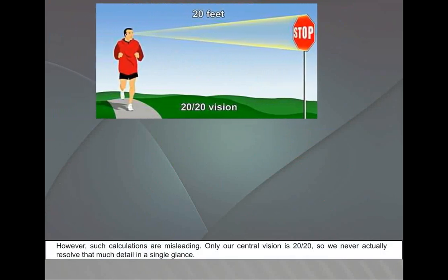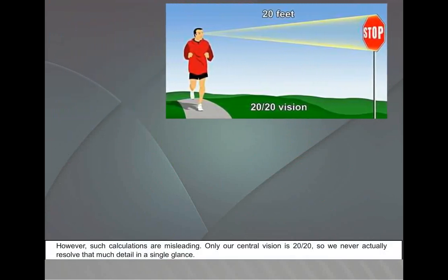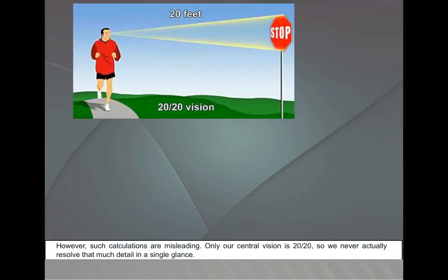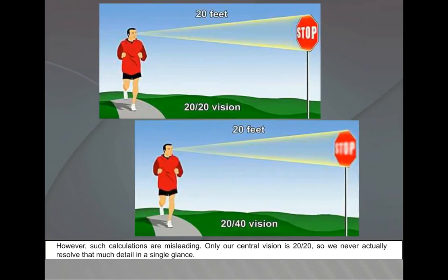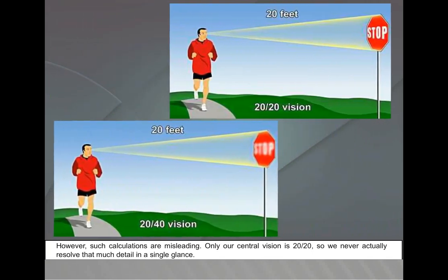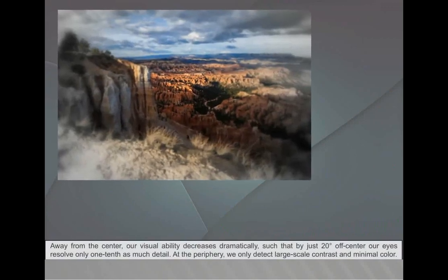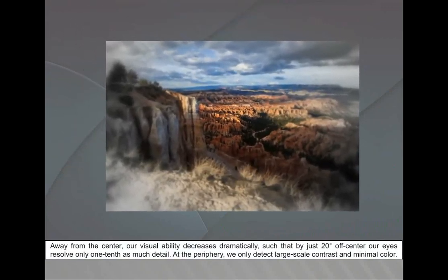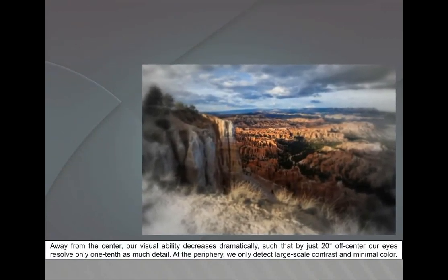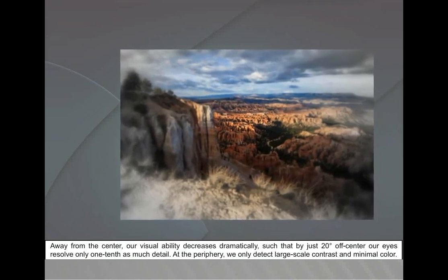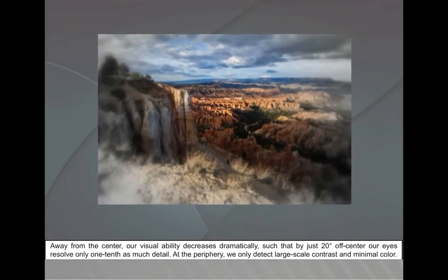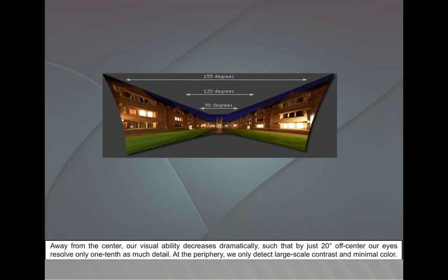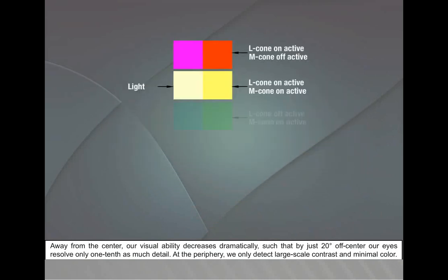However, such calculations are misleading. Only our central vision is 20/20, so we never actually resolve that much detail in a single glance. Away from the center, our visual ability decreases dramatically such that by just 20 degrees off center, our eyes resolve only 1/10 as much detail. At the periphery, we only detect large-scale contrast and minimal color.